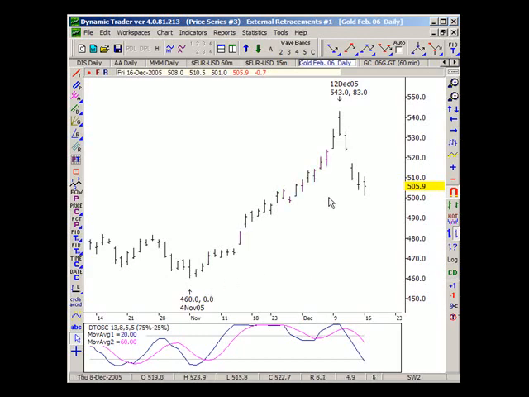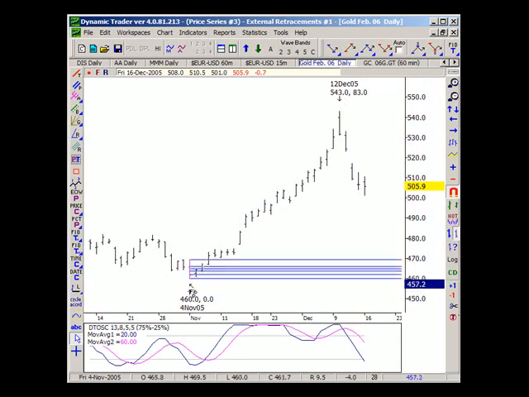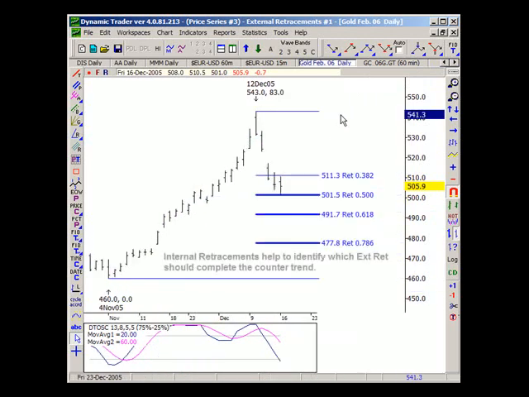It's been in a very strong bull trend, and we're looking to identify a high probability correction using our tools and primarily our external retracements. So from this daily data, I'm going to just put on the regular internal retracements that most of you are familiar with.